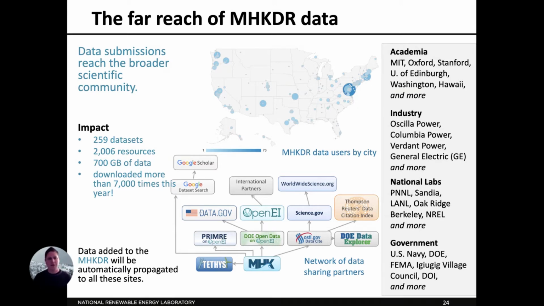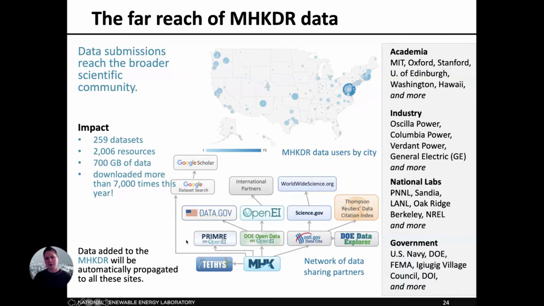And the advantage there being that for every user that comes to the MHKDR and downloads a data set, on data.gov, for example, we see 1,000 users downloading MHKDR data sets. It's a massive site. It gets millions of hits a day. And by submitting to the MHKDR, your information will be on that site. So you gain that exposure for free, which is great.